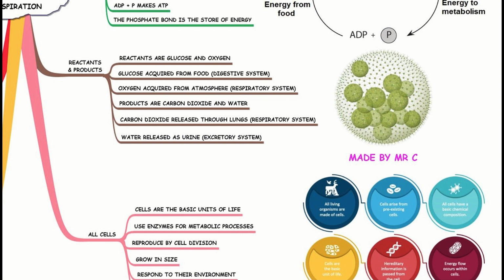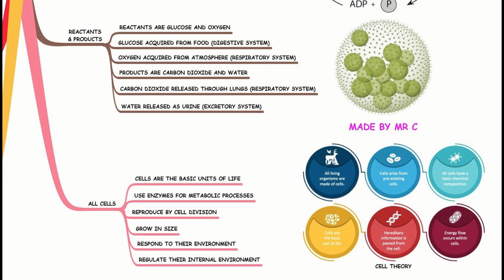The products are carbon dioxide and water. We release carbon dioxide back through our lungs. Plants release carbon dioxide out through their leaves, and both plants and animals normally need a lot of water in their cells because we lose a lot of water to the environment, but animals can release excess water through the excretory system in urine. Okay, then the last of all we mentioned, cells are the basic units of life.